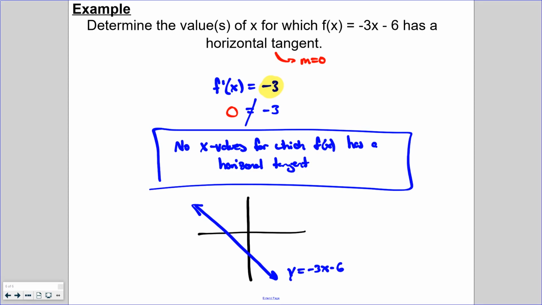And since this question doesn't give us our conventional answer, it often tricks students into the trap. So don't fall for it. It is possible for a function not to have a horizontal tangent line. All right, folks, that is it. That is determining where a function has a horizontal tangent line.